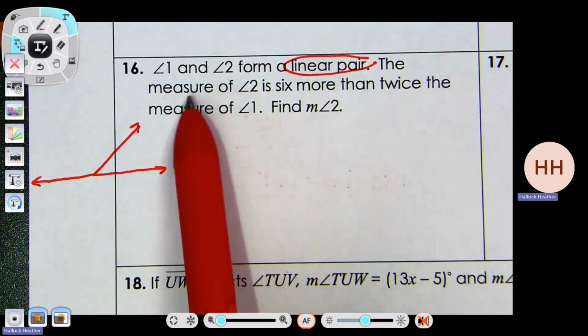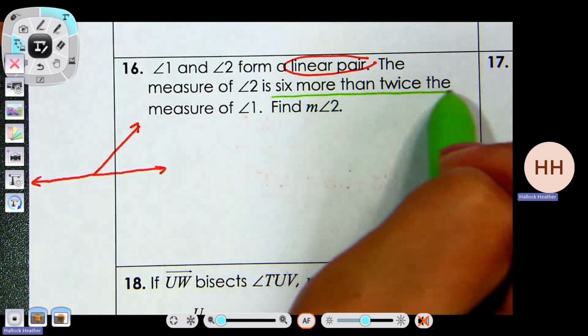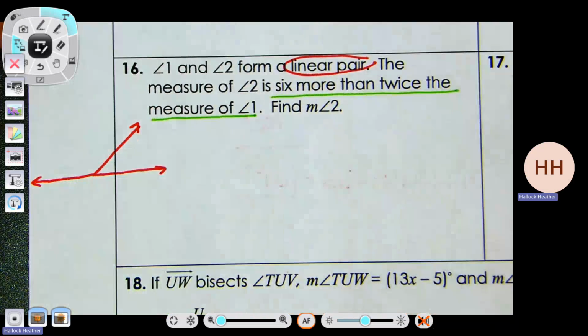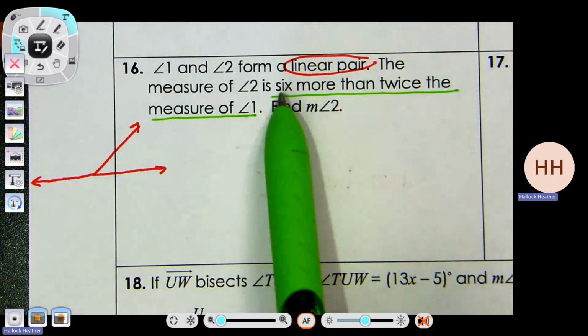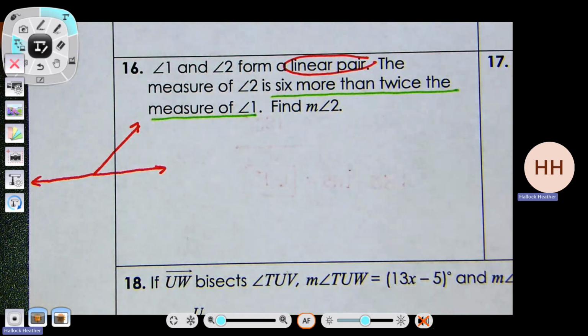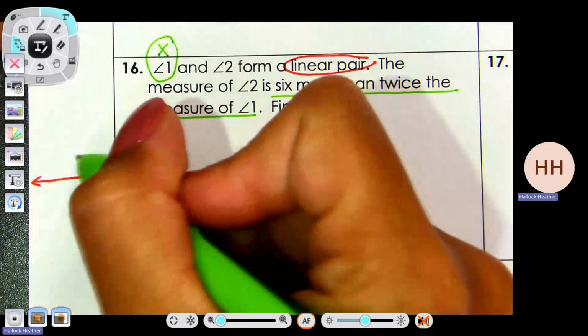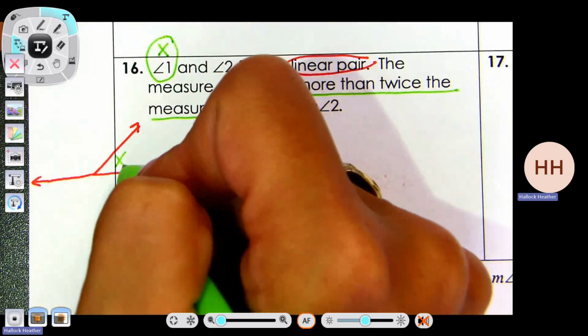Okay. The measure of angle 2 is 6 more than twice the measure of angle 1. Some of you are really good at just playing with the numbers and figuring that out. That's totally fine if you want to do that. I'm going to show you how to write an equation for this. So if I say 6 more than twice the measure of angle 1, I don't know what angle 1 is. So because I don't know anything about it, I'm going to call it x. And then I'm going to put that in my picture. I'm just going to pick a side. It doesn't matter which side. I'm just going to call this side x.